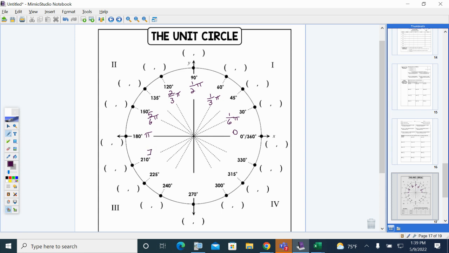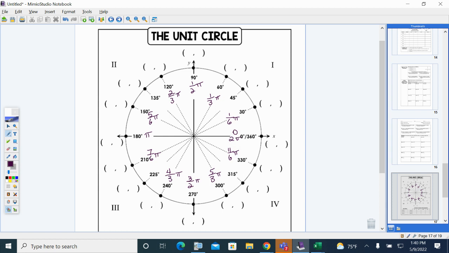7/6 for 210. 240 is going to be our 8/6, which is 4/3. 270 is 9/6, which would be 3/2. And then 300 would be 10/6. 330 is going to be 11/6. And then 360 is your 2 pi.